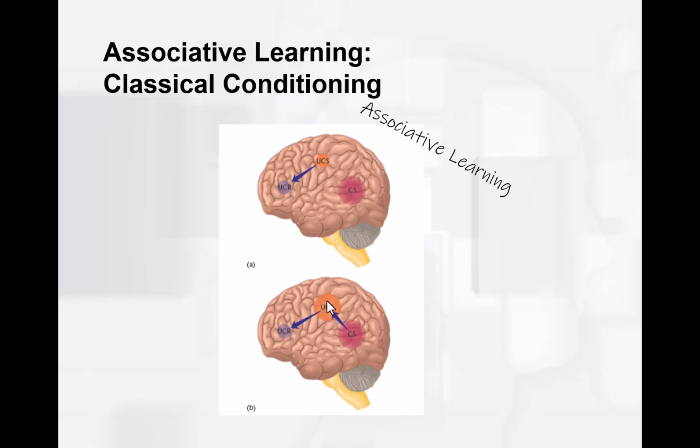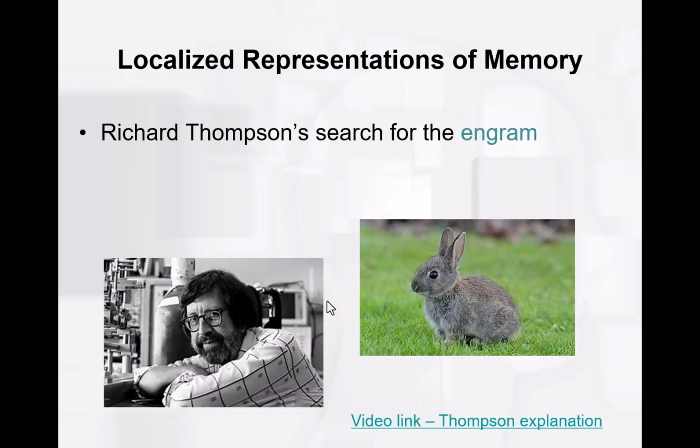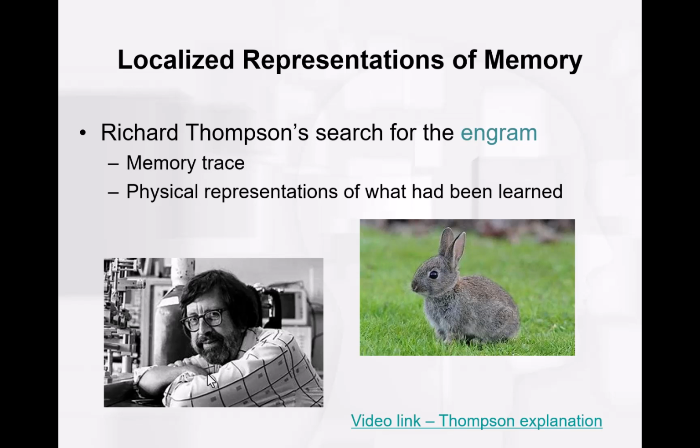And then fast forward to the 70s, and Richard Thompson searched for the engram. There's a video where he goes into detail about what his research involved, but I just want to remind you that Richard Thompson was very important in identifying the engram, or the memory trace, for classical conditioning. Again, the engram is a physical representation of what had been learned.